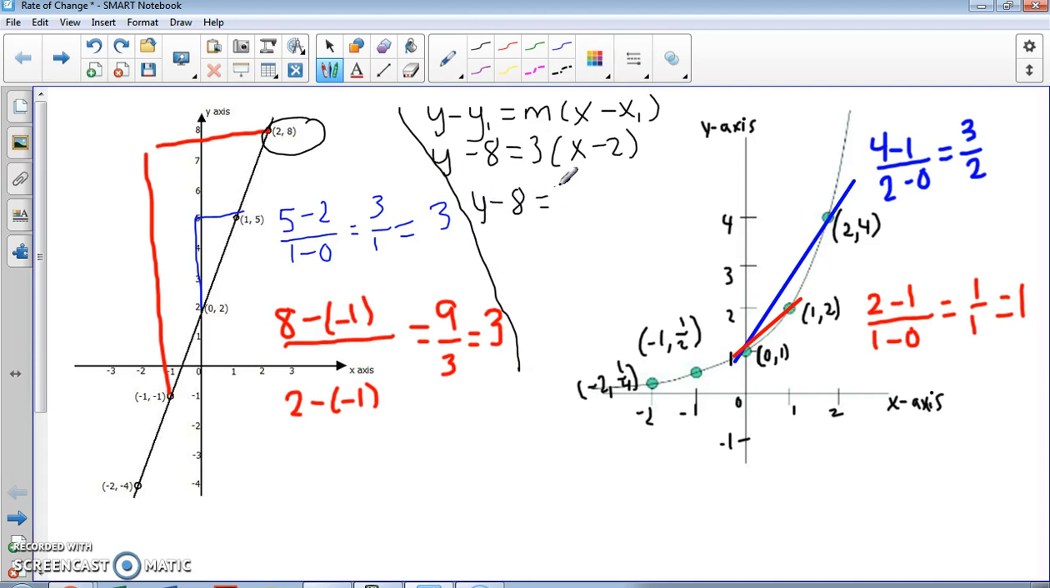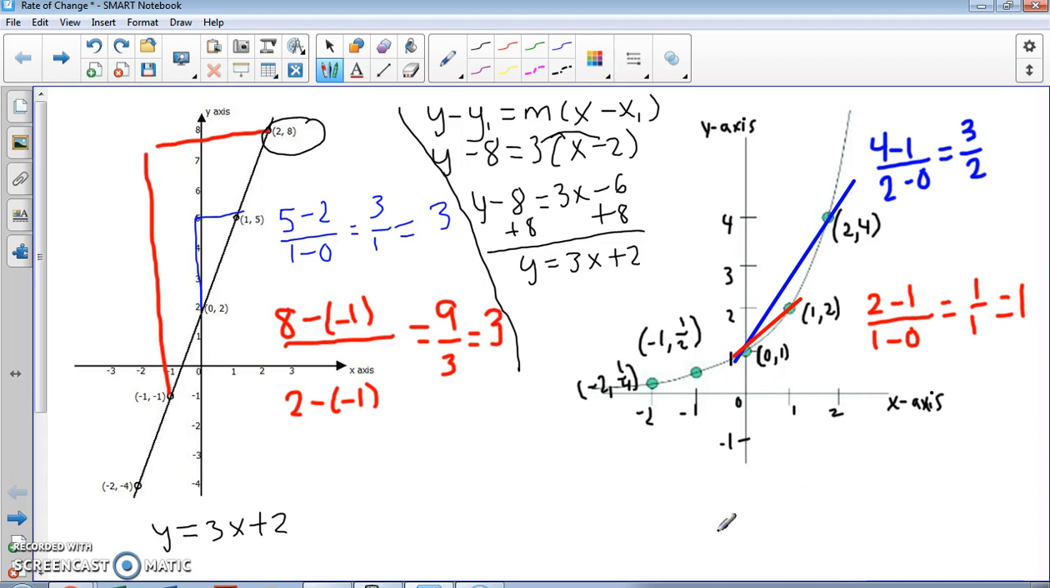That'll give us, so we're going to distribute here, our slope-intercept form, which is our commonly used form. So we're going to add 8, the opposite operation there. So the equation of this line here is y equals 3x plus 2, and this is the form you'll see a lot of your equations in the lab.